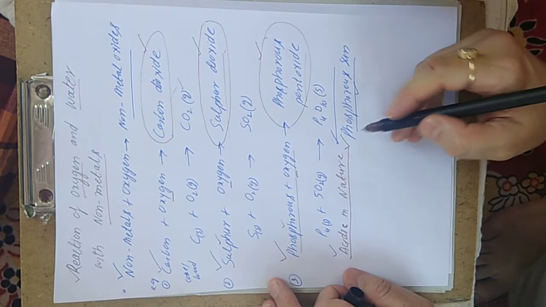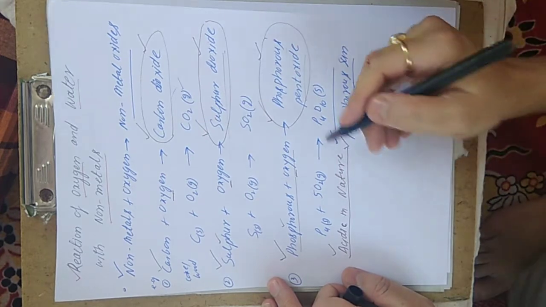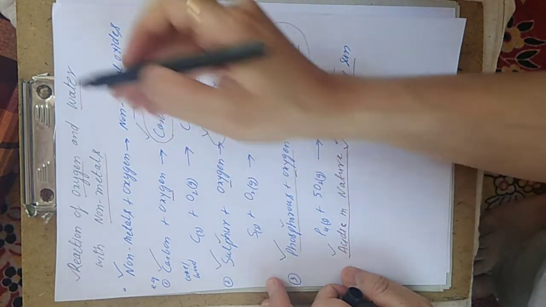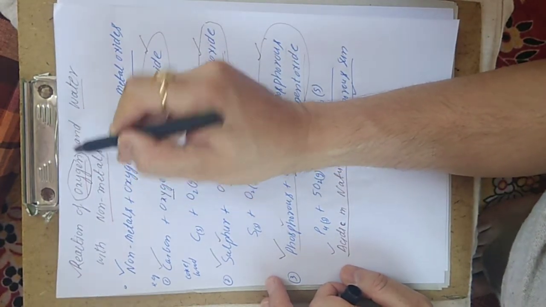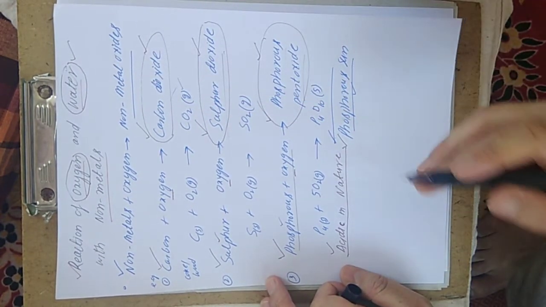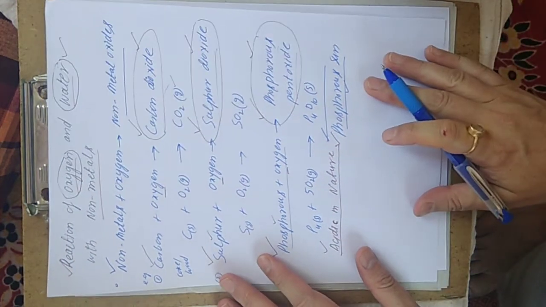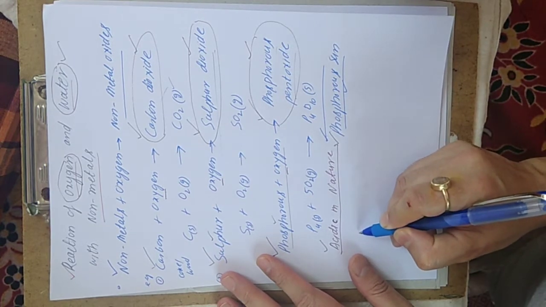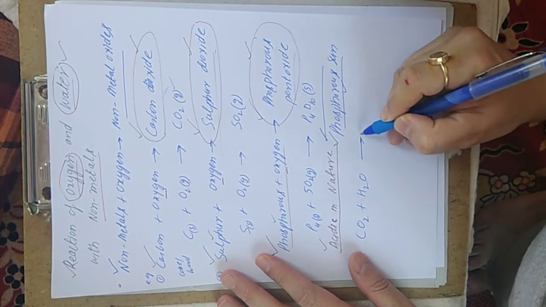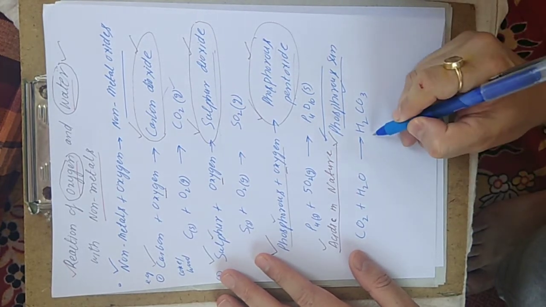And when these carbon dioxide, sulfur dioxide, phosphorus pentoxide or even nitrogen dioxide react with water, we have already seen their reaction with oxygen, now we will see their reaction with water. They are acidic, and when they react with water, they form acids. Let's take one example, CO2. When it reacts with H2O, it gives H2CO3, which is carbonic acid.